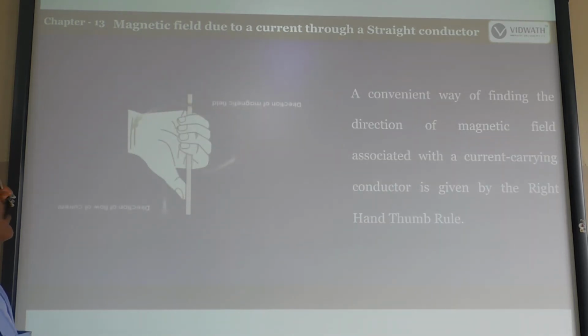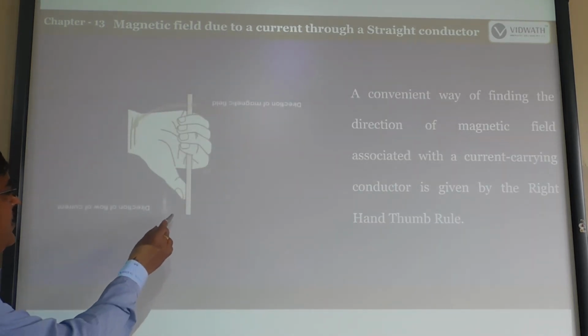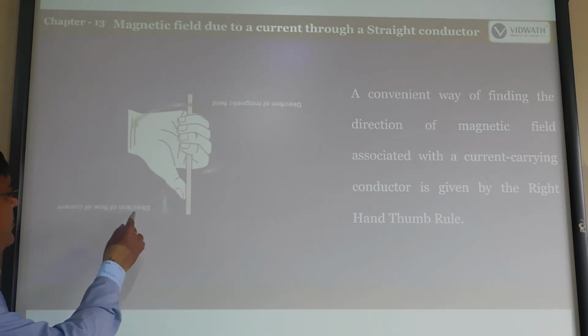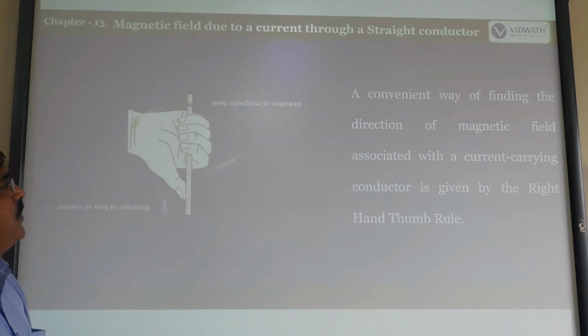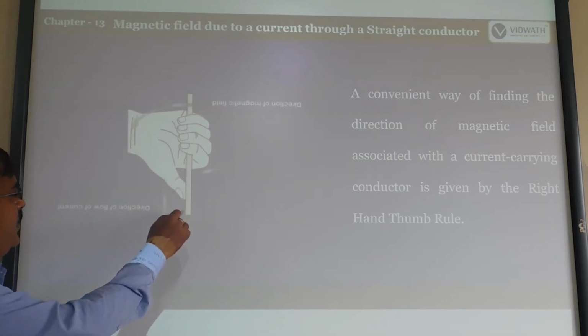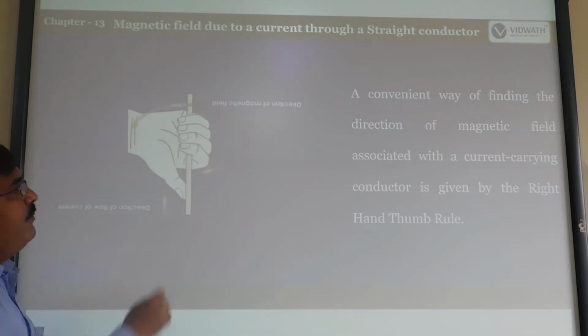So this is what we call the direction of the magnetic field. Okay, the direction of the magnetic field. That can be seen around the conductor. This is the direction of the conductor, and this is the magnetic field.